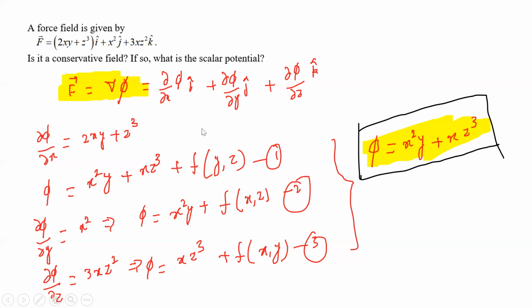If we compare these three equations, we can say that this phi has two main terms, that is, x squared y plus x z cubed. So you can write phi as x squared y plus x z cubed. This is the scalar potential for this conservative field F.